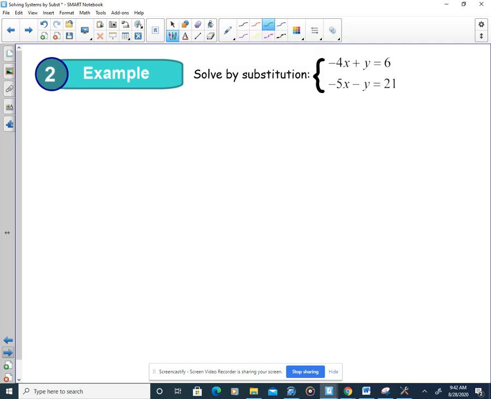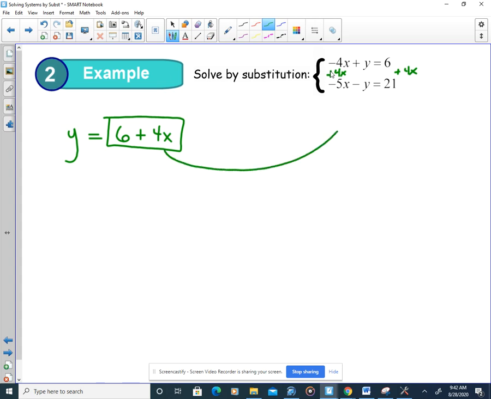What we could do to the first equation is add 4x to both sides of it. So that gives us y is equal to 6 plus 4x. So I'm going to box this up. And what does this box equal? It equals y. So I'm going to ship it out for the y in this equation.